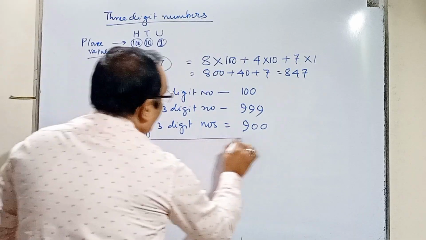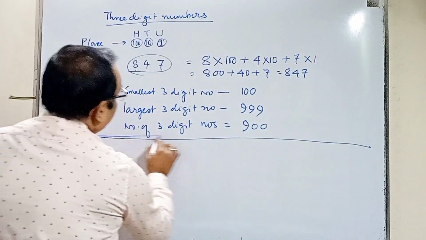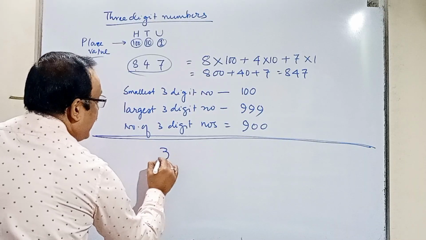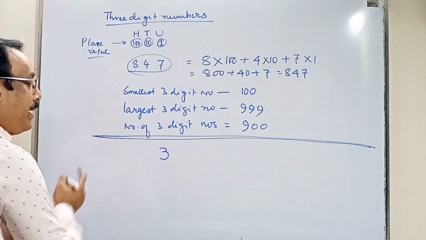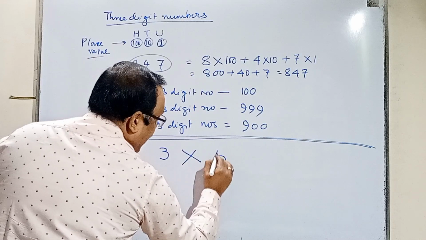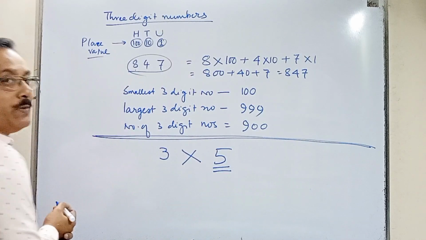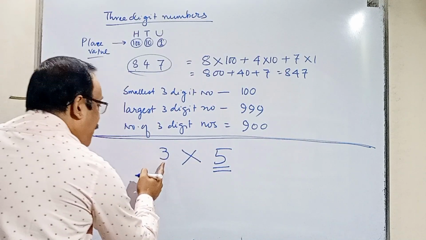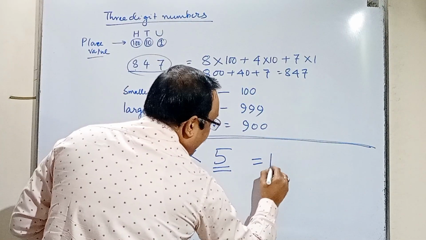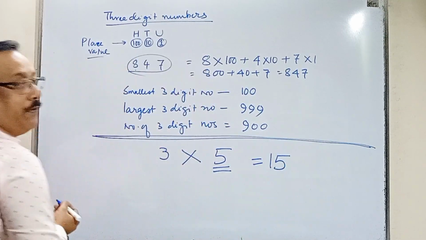Now, these are the numbers we came to know. So if I talk about 3, what type of number is it? It's a single-digit number. If I say 5, what is 5? 5 is also a single-digit number. Now if I multiply these 3 and 5, what do we get? We get 15.